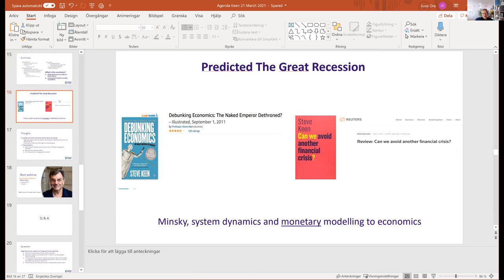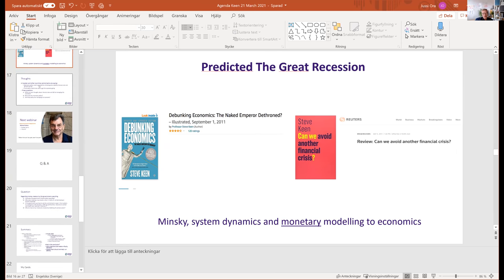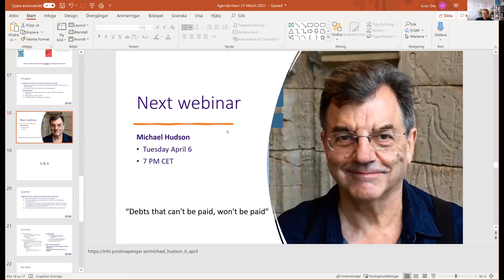Before we go to Q&As, I'm going to skip thoughts about monetary policy because it's been quite long, but I just want to present another guy. Good old Michael, you know him. We're going to have him on Tuesday, April 6th, 7 p.m. Central Eastern Time, which is the time we have in Stockholm. He also says something that you said in Minsky today, that debts can't be paid, won't be paid. Right? That's a great line. Would you care to say a few words about Michael?